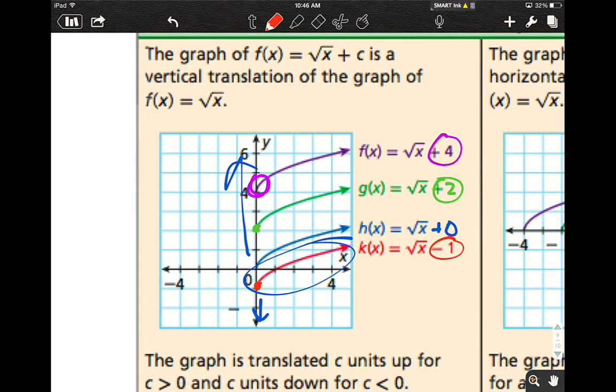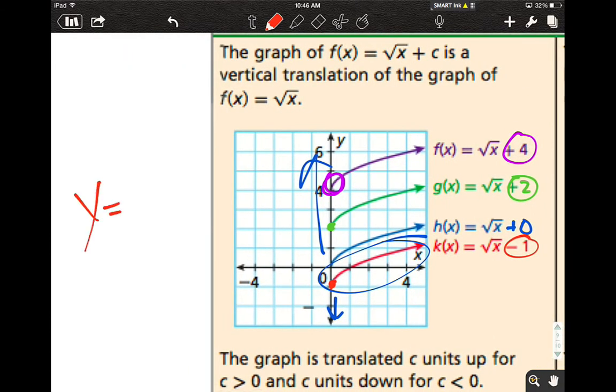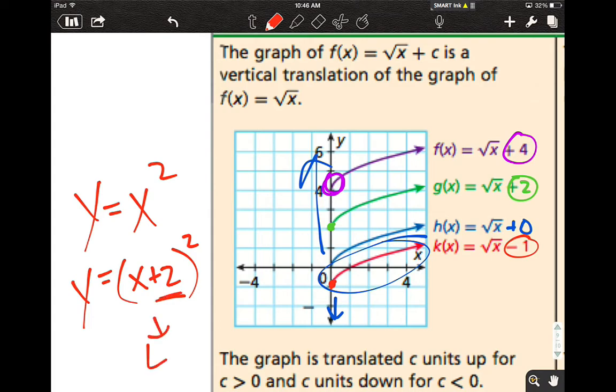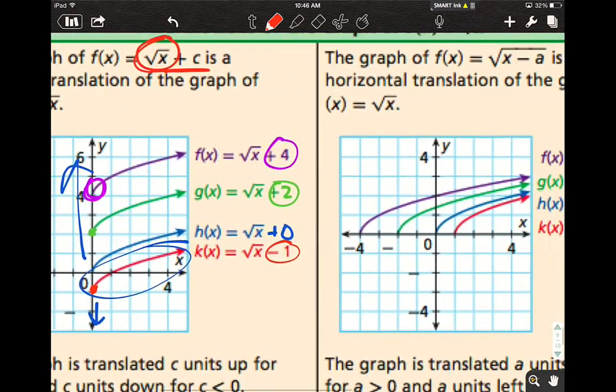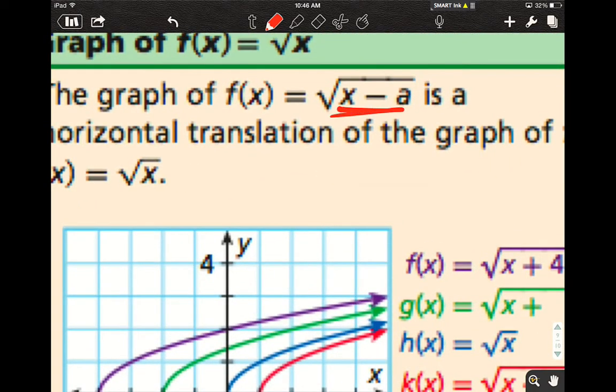How do you think we move it left and right? Okay, when we did parabolas, if we had y equals x squared, how did we move that left or right? We added something inside the parentheses, x plus 2 squared. So this is inside to move it left or right. Any guesses on how I would move my square root function, left or right? This was on the outside. I'd move it left or right by putting it in the inside of the square root.